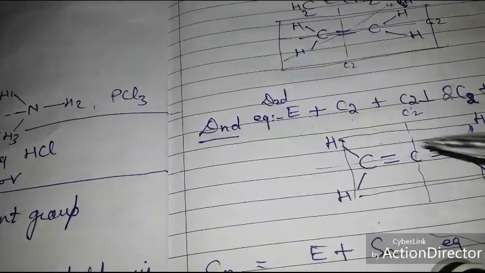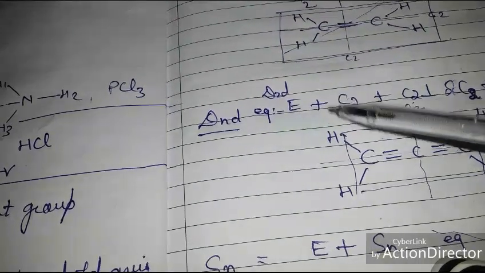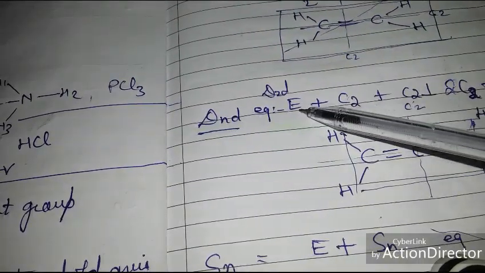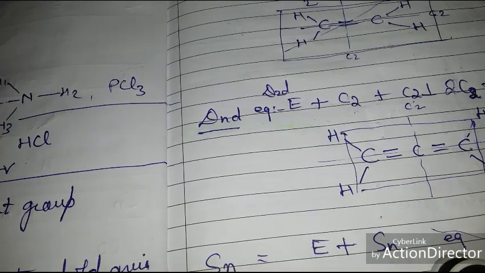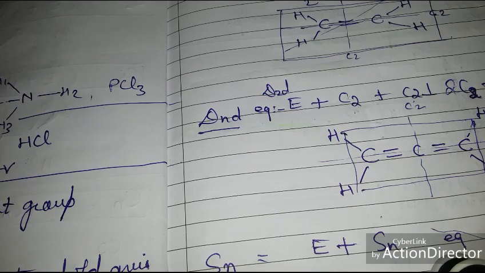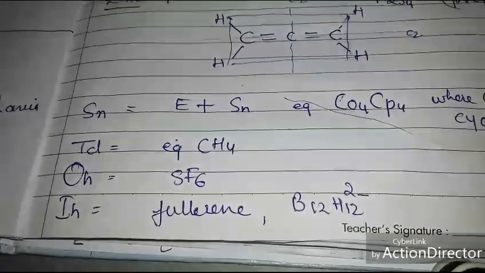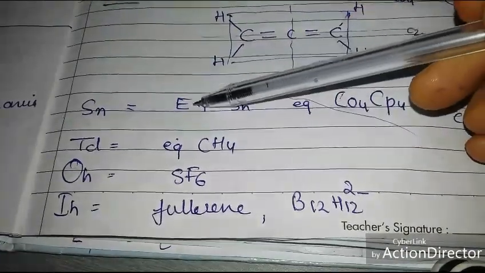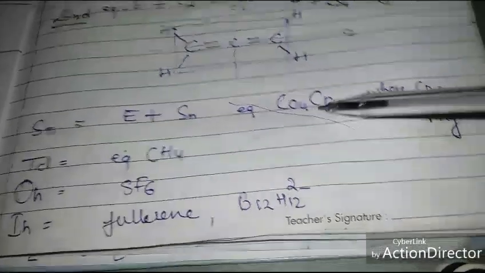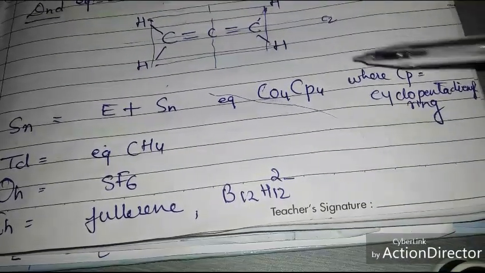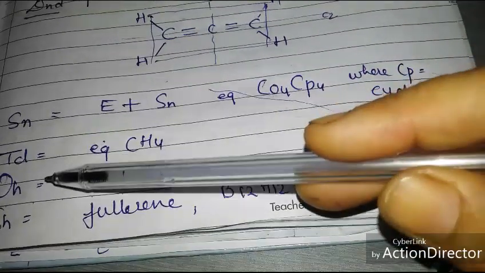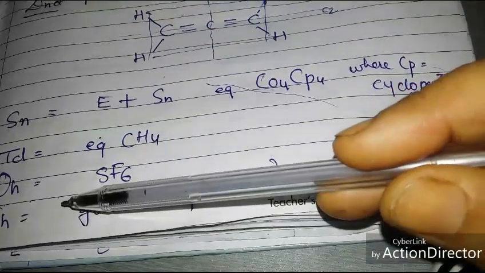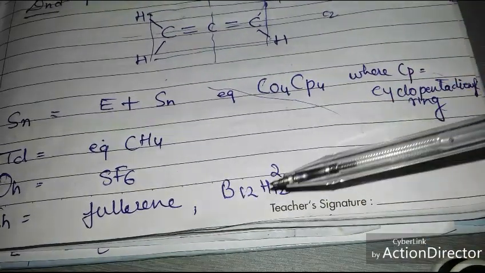And for DND, I have taken D2D. Allene I have taken. It is having identity, C2 axis, 2 C2 axes perpendicular, 2 sigma D and 2 S4 axes also. Besides this, there are other point groups of higher order. For example, SN, it will be having E plus SN axis. Example is CO4, CP4, where CP is cyclopentadienyl ring. TD is tetrahedral. Example is methane. OH is octahedral. Example is SF6. And IH is icosahedral. Example is fullerene.